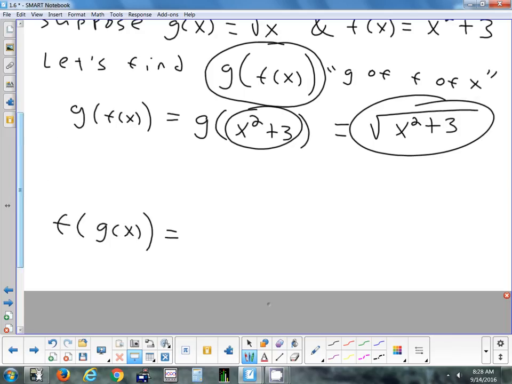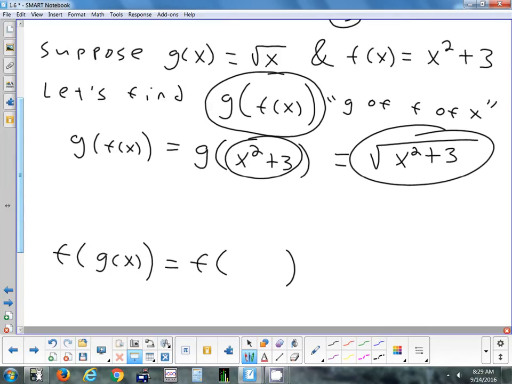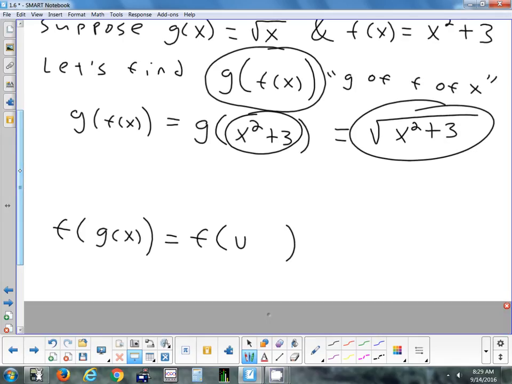All right, let's try it the other way. This time it's f of g of x. Ayla, can you remind me, what is g of x? g of x is the square root of x. Yep. So now in function f, everywhere I have a variable, I'm going to plug in this square root of x. So without simplifying it, can somebody tell me what that would look like?